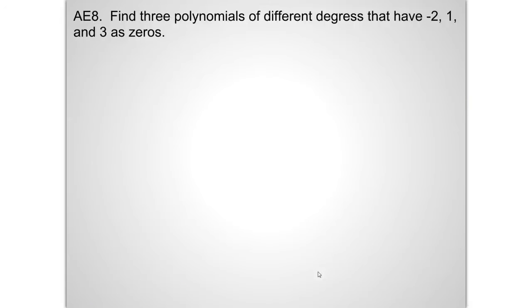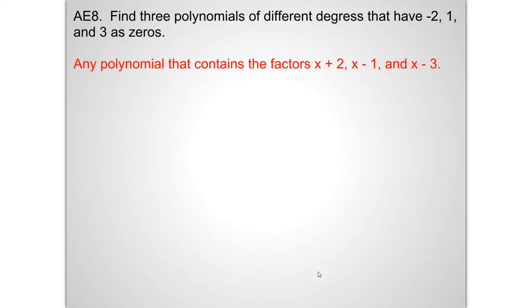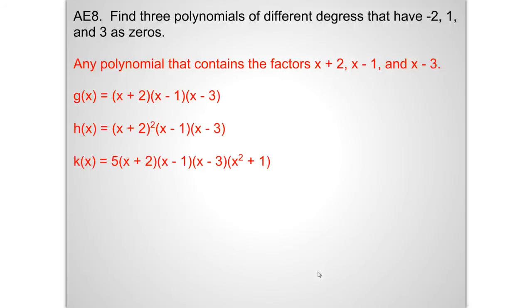If you were asked to find three polynomials of different degrees that have those as zeros, negative 2, 1, and 3, then again, if they have those as zeros, then they must have these as factors: x plus 2, x minus 1, and x minus 3. So those being factors, it gives you a little bit of flexibility to be creative. And I just came up with three different polynomial functions, g, h, and k. This is the simplest one. I just listed the three factors, and this would have a degree of 3.